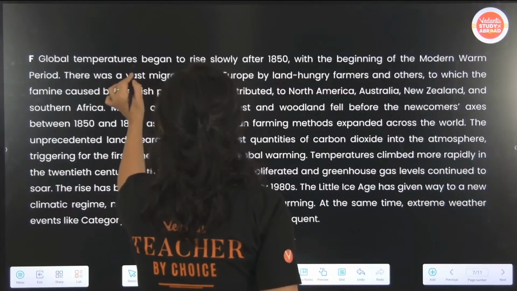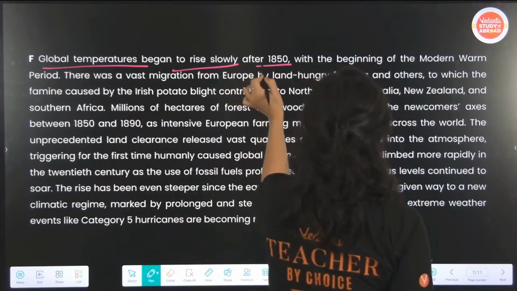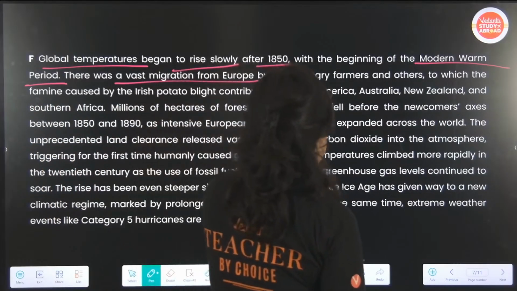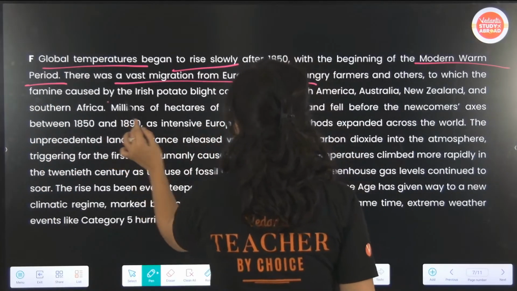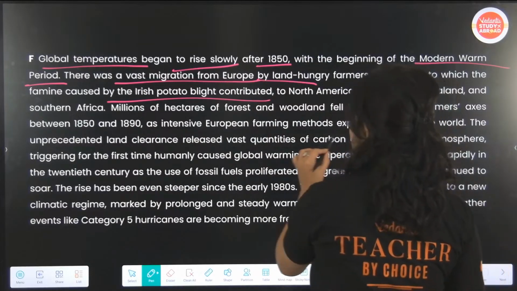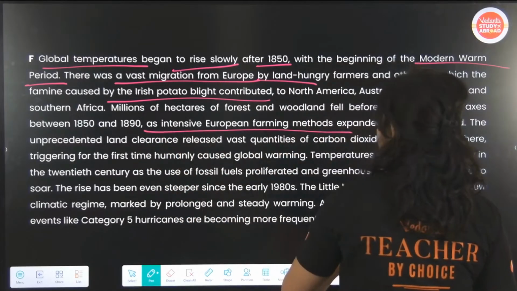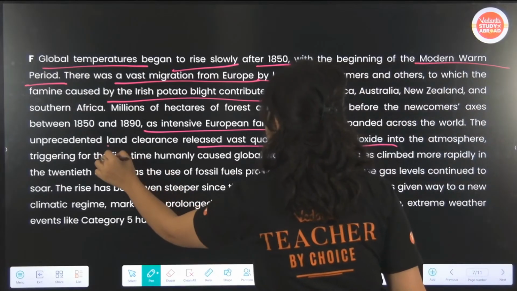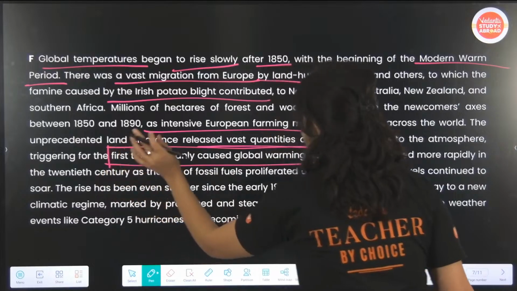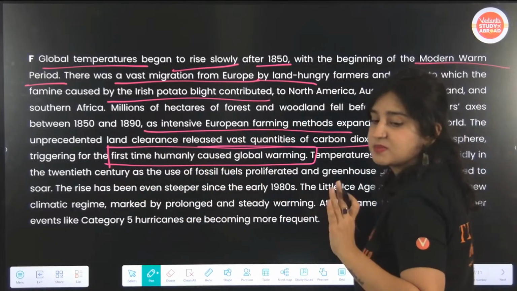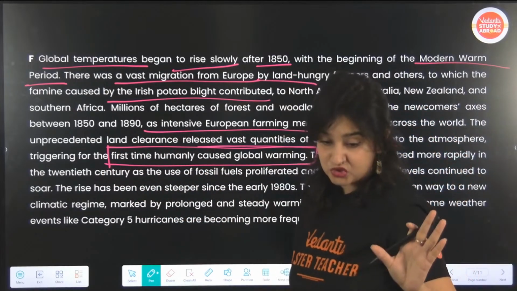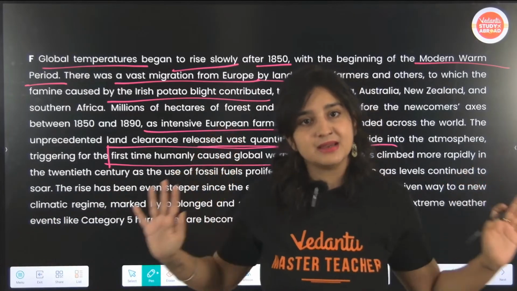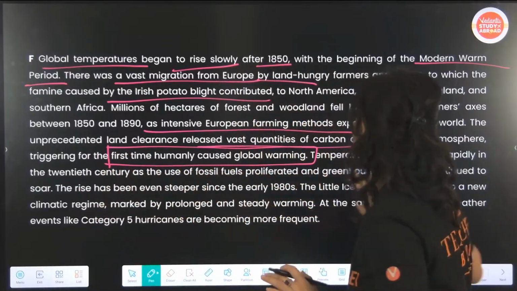Keywords: global temperatures now begin to rise. This is the beginning of the modern warm period. Vast migration from Europe. They wanted land because of famines, and so a lot of land was cut. And because of this, vast quantities of CO2 was released into the atmosphere. And this is the first time human-caused global warming has taken place. I want to put that in a box because that's very important information for you in general, that in the history of the Earth, this is the first time human-caused climate change has taken place.